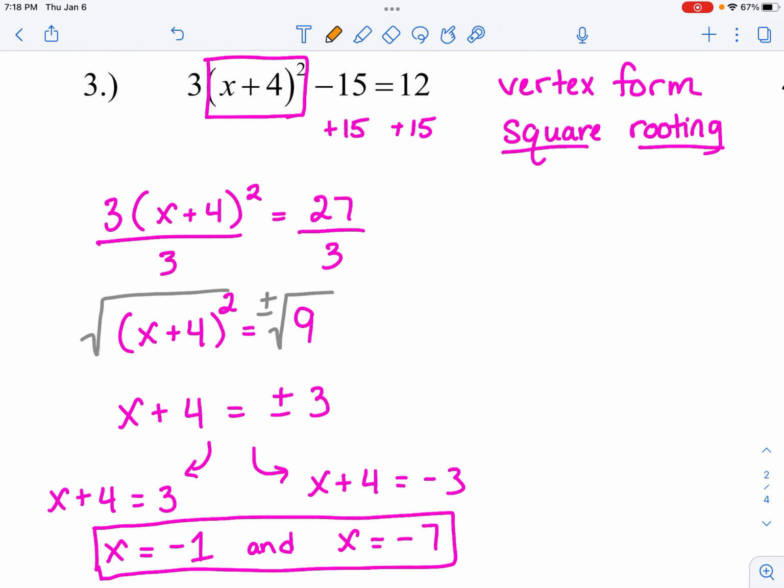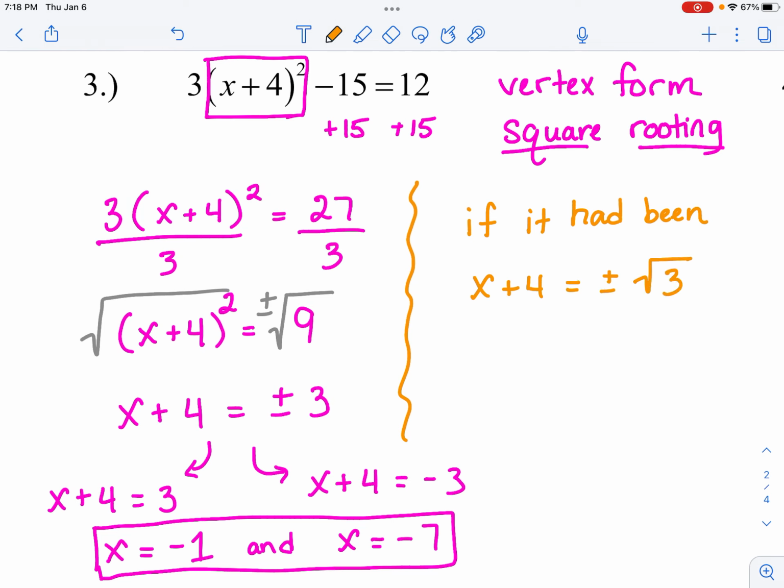However, I want to have a little sidebar conversation with you guys here. All right, let's pretend if it had been x plus 4 equals plus or minus the square root of 3 instead of just a 3. How do we handle that? Because I can't subtract 4 and just get a single number. So in that case, we would write the answer like so. We would write that it's negative 4 plus or minus the square root of 3. And that would have been our answer, okay?